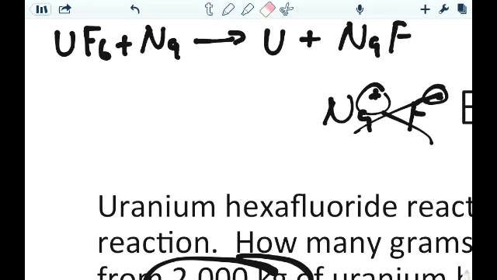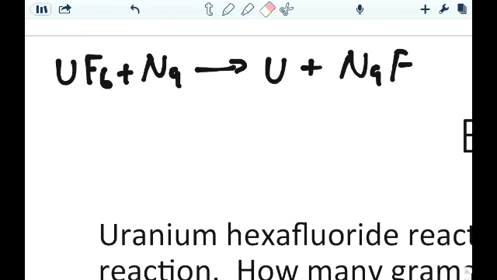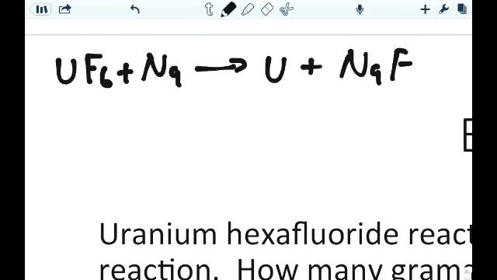So from here we just go ahead and balance the chemical equation. Our sodiums are balanced, uraniums are balanced, the fluorine's the only thing that's not. We have 6, we need 6, so we put a 6 right there. It changed our sodium, so we come back here and put a 6 right there. And now we have a nice, neat, balanced chemical equation.